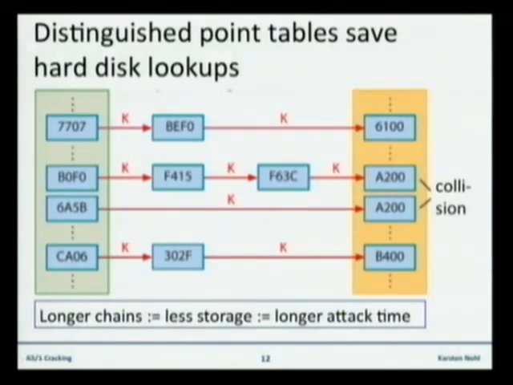And while you're computing, don't compute a certain number of chain links, but rather until you hit one such distinguished point, right? So now on the attacking side again, you start with some values, say the F415, and you'll compute without looking at the hard disk until you hit a distinguished point, until you see the 8 0 bits, and only then you look at the hard disk, right? Much more efficient, much better balance between computing and hard disk seeks.